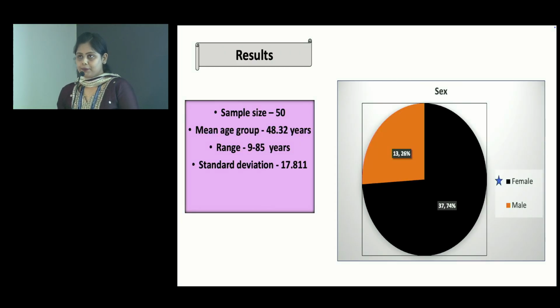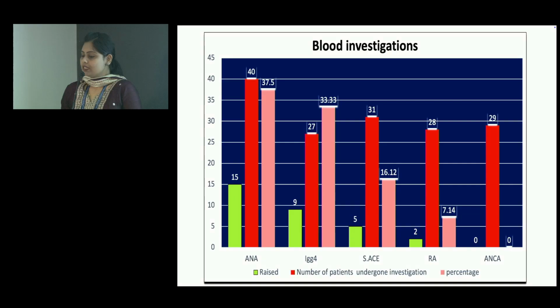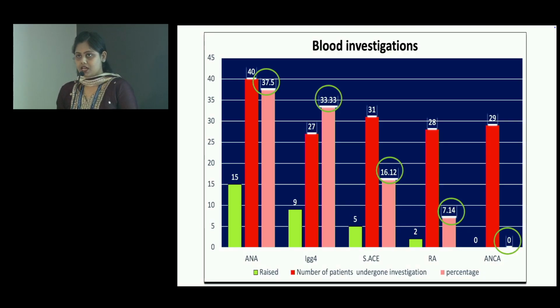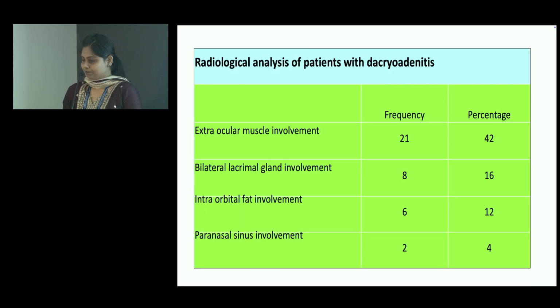So we got a sample size of 50 with a mean age of presentation of 48.32 years, and females were predominantly affected. Looking at the blood investigations, 37.5% of the patients had elevated anti-nuclear antibody, 33.3% had elevated serum IgG4, 16% had elevated serum angiotensin converting enzyme, 7% had elevated RA factor, and none of the patients were positive for anti-neutrophil cytoplasmic antibody.